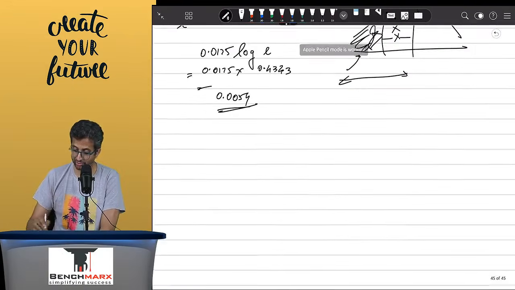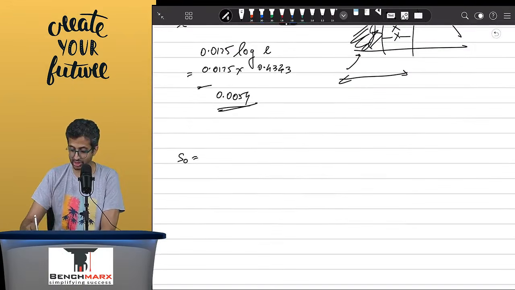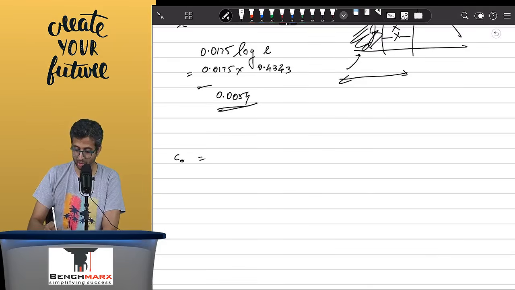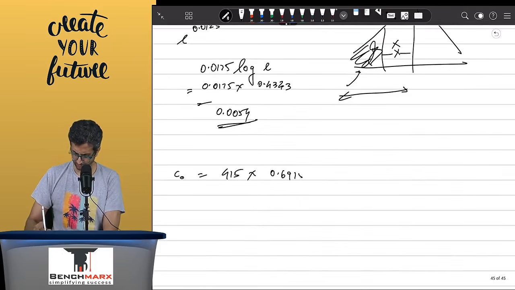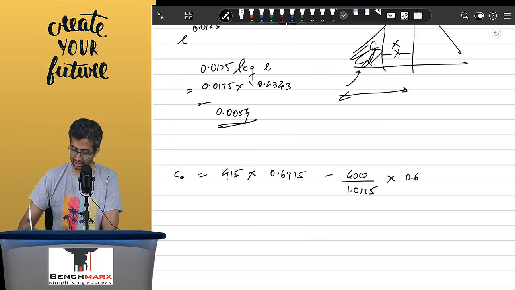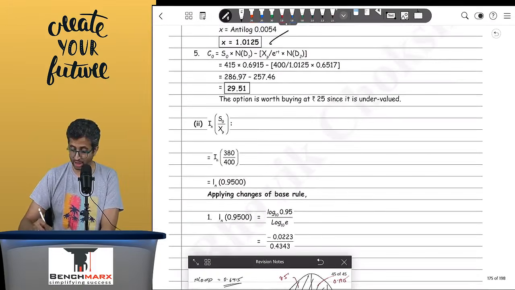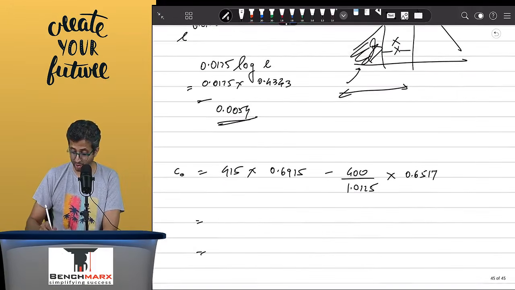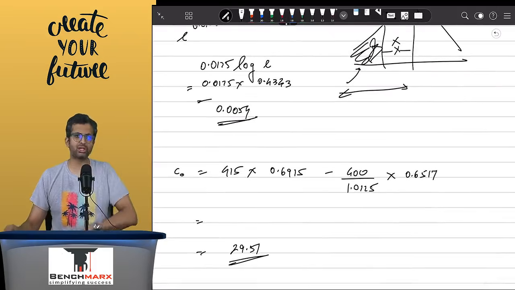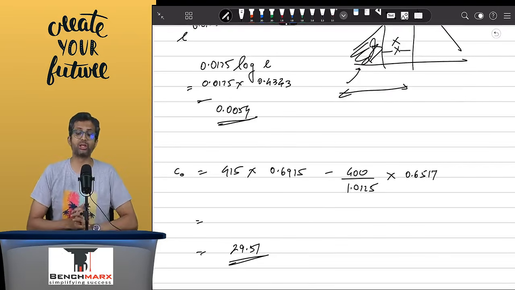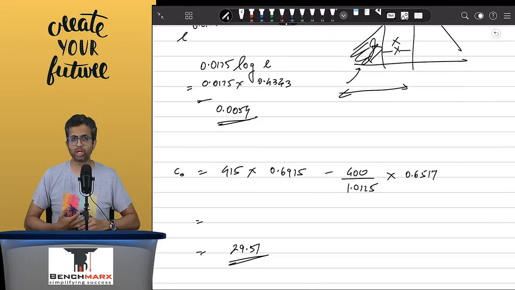And now once you have all of these ingredients, S0 today, C0, that is the call option value today, is equal to S0, which is 415, into ND1, which is 0.6915, minus the exercise price 400 upon 1.0125 into 0.6517. If you solve this, you will get the call option value, which is 29.51. As you can see, if this option is available at 25, it is worth buying, because according to us, the value should be 29.51.